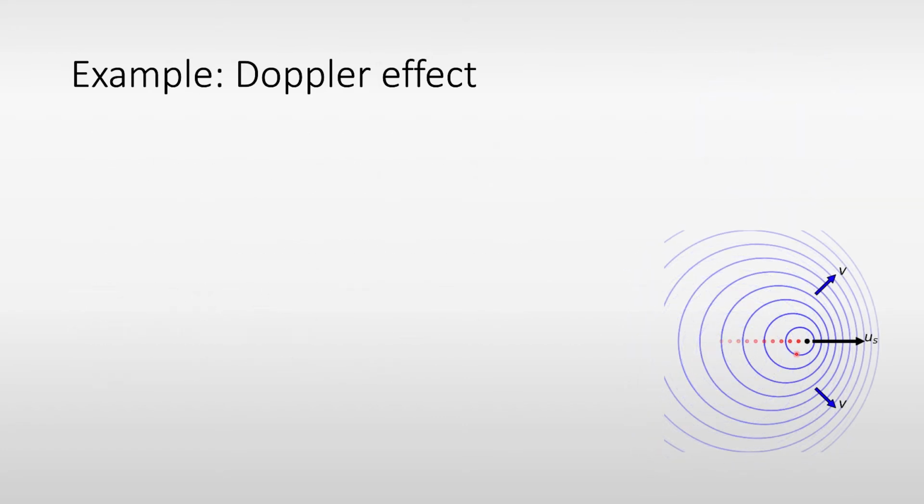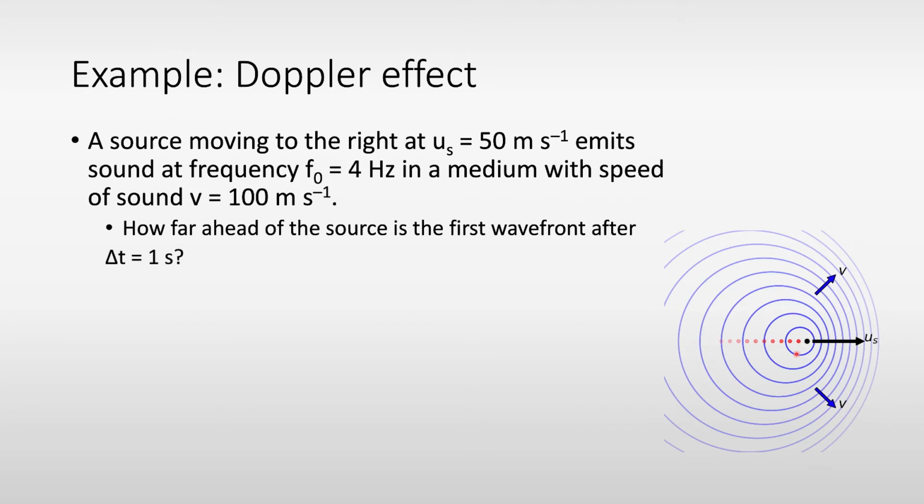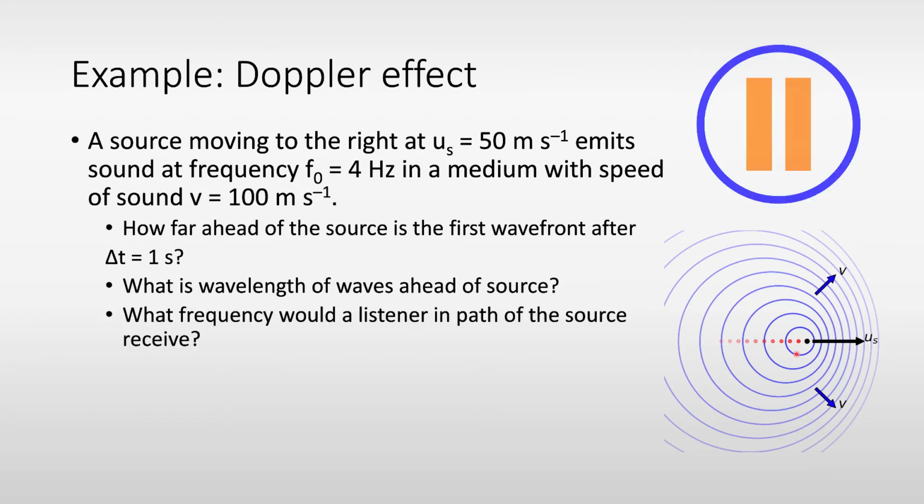Let's now take that into an example where the source is moving. Now the source is moving to the right at the speed of the source being 50 meters per second. It's emitting sound at the same frequency of 4 Hz in a medium with the same speed of sound, 100 meters per second. Okay, first question is, how far ahead of the source is the first wave after 1 second? What is the wavelength of waves ahead of the source? And what frequency would a listener in the path of the source receive? Pause the video and we'll come back to it once you've got answers.